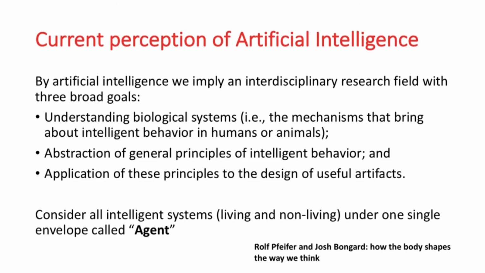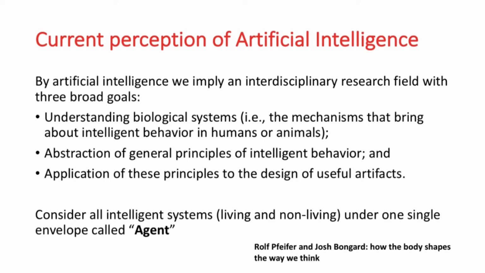Our current perception of artificial intelligence touches 3 broad goals. The first one is the understanding of the biological system. For example, we will be trying to understand the nervous system today and the mechanisms that bring about intelligent behavior in humans or animals. That is our first goal. The second goal is the abstraction of general principles of intelligent behavior. As we talk about biological systems, we will try to make these abstractions, and then, as the final goal, the application of these principles to the design of useful artifacts.